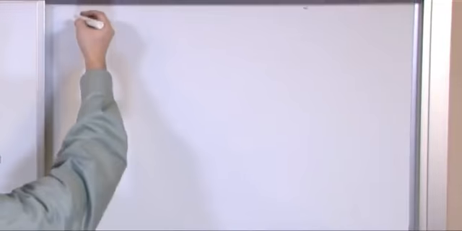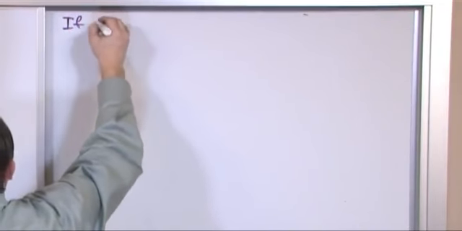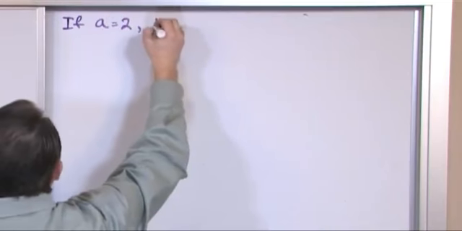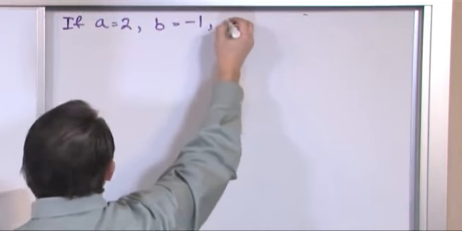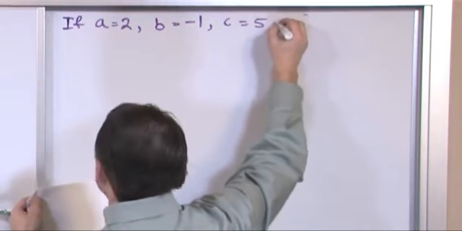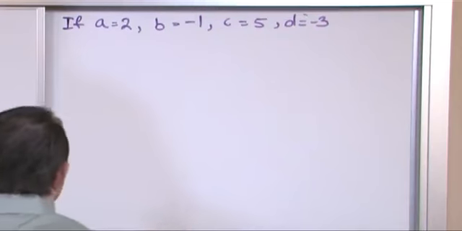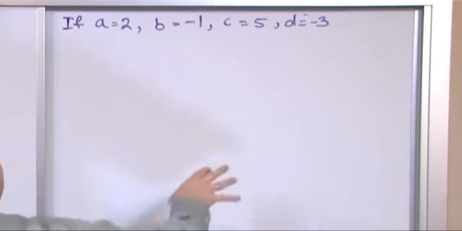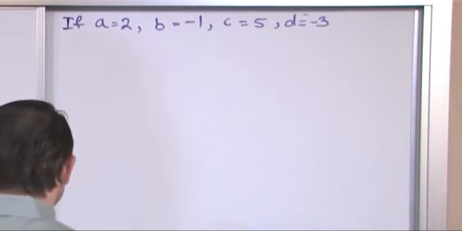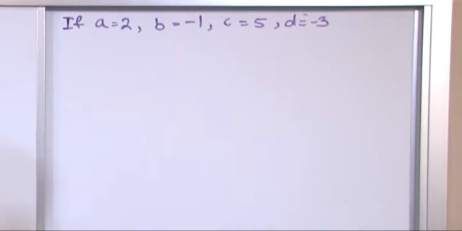Now we're going to do one more type of problem that's really interesting that you'll see a lot. And in your books, you might see something like this. If A is equal to 2, and B is equal to -1, and C is equal to 5, and D is equal to -3, then evaluate the expression. Now remember, when you see letters, don't be upset by that. That just means that you have represented a letter with a number.